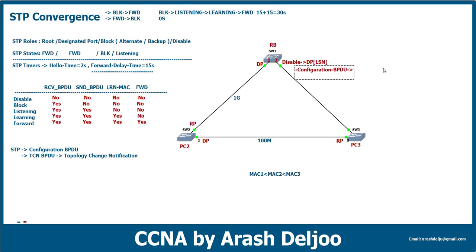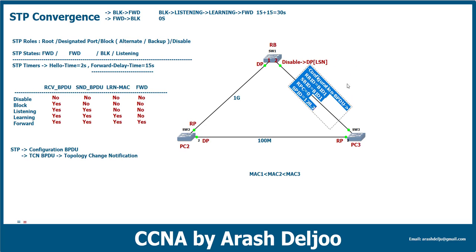Configuration BPDU includes the root bridge ID, BID1, then sender bridge ID, BID1, and then root path cost 0, and then sender port ID equal 128.2. Okay, we are sending this BPDU to switch 3. You know it.